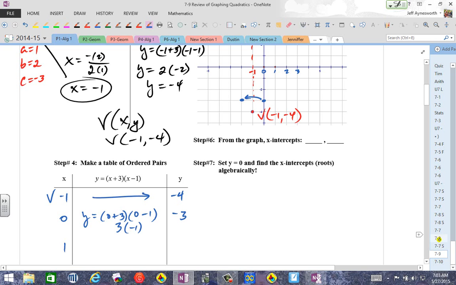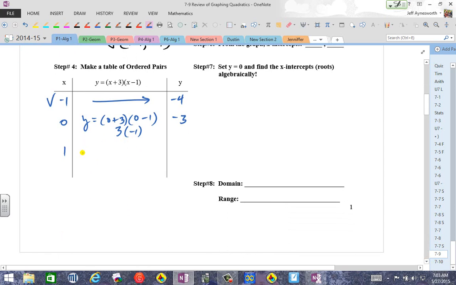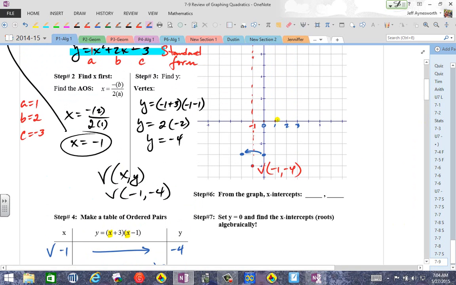And then you pick another value to the right, and that's 1. You're going to substitute in two locations. So you have 1 plus 3 times 1 minus 1. That's 4 times 0, or obviously 0. So 1 comma 0 is on the graph. So you go up here and you plot 1 comma 0, which is right here. It's 2 units away, so you reflect it and it goes 2 units on the other side. So reflect it, and then you draw your graph.